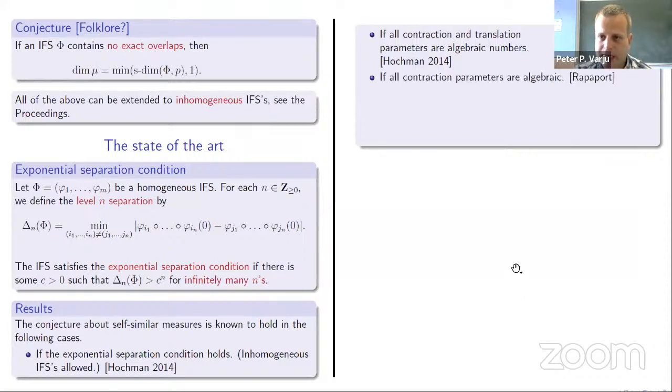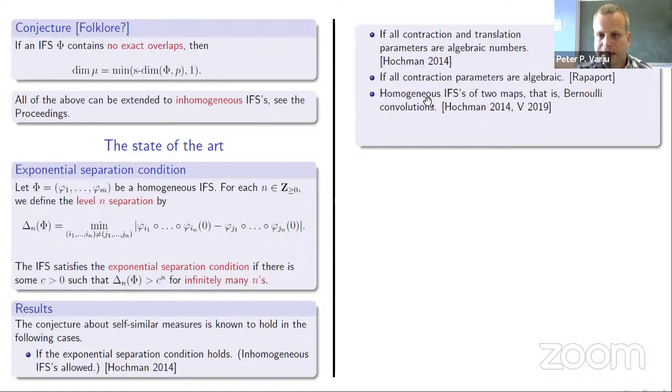This has been extended very recently by Rappaport, who proved that actually it is enough to assume that the contraction parameters are algebraic and the translation parameters can be whatever you want them to be. But this doesn't follow from the first theorem of Hochmann, at least not in an immediate way. This family of iterated function systems contains members where the exponential separation condition actually fails.